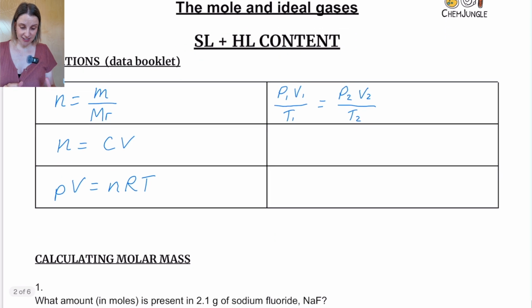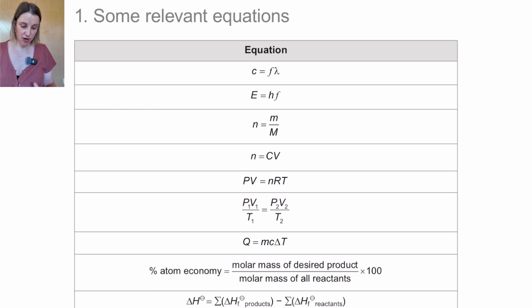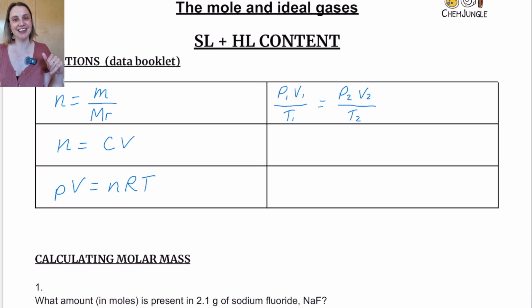The equations for this unit are actually all found in the data booklet. So if you look in table 1, you can see the equations here. You've got n equals m over M, n equals cV, PV equals nRT, and P1V1 over T1 equals P2V2 over T2. So all four of these equations that I've written in this table all exist in the data booklet. So every single one of these is in the data booklet today, which doesn't always happen. So that's nice for a change.